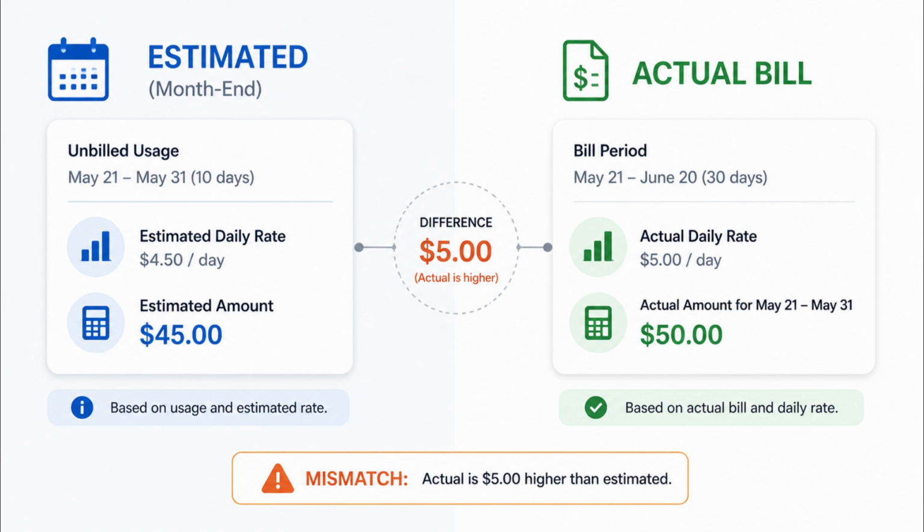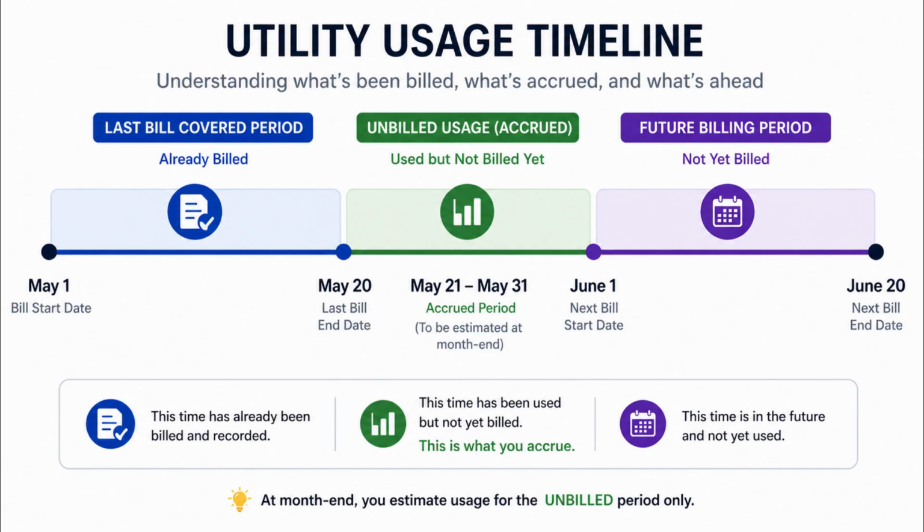All right, so it's month end and you estimate your utilities. You record the expense and everything looks clean. Then the bill arrives and it doesn't match. Not because you made a mistake, but because you didn't have all the information yet.